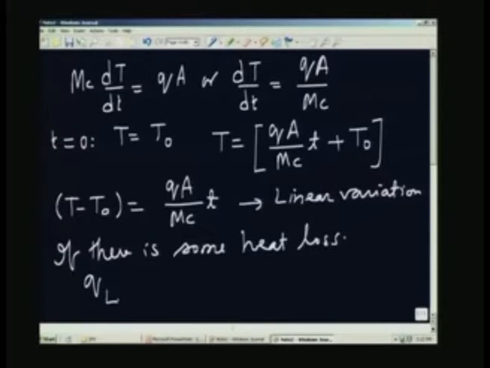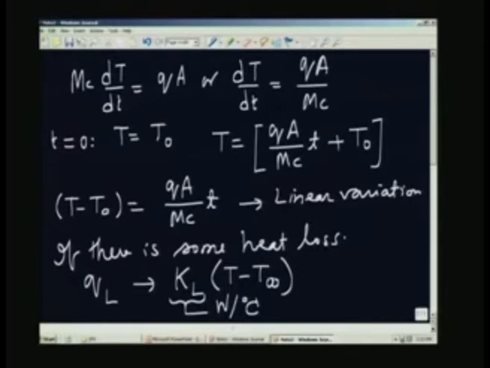we will say QL, the heat loss, is proportional to some coefficient KL, which we call the loss coefficient, multiplied by T minus T infinity, where T infinity is a suitably chosen temperature, which of course we will see later. And this KL is actually in watts per degree Celsius. That means it is like the product of a heat transfer coefficient and the area. In this case, I am basing it on the area capital A. Let us see what is the effect of this.